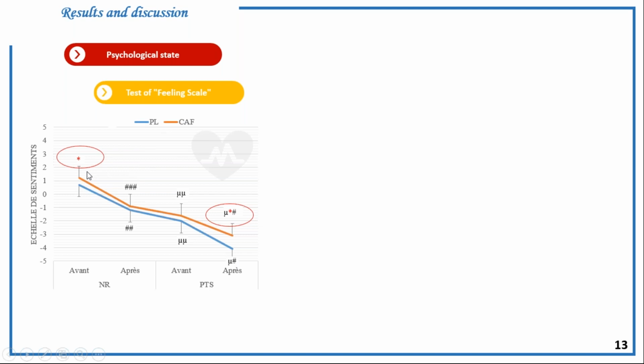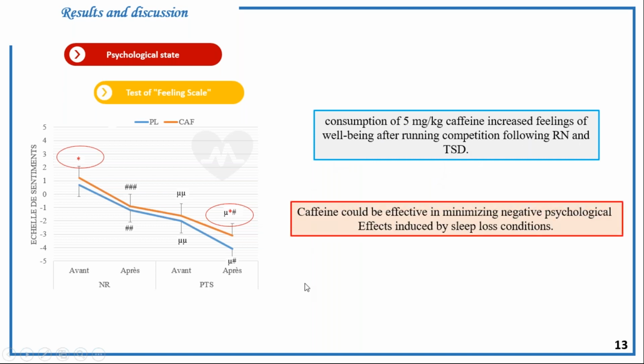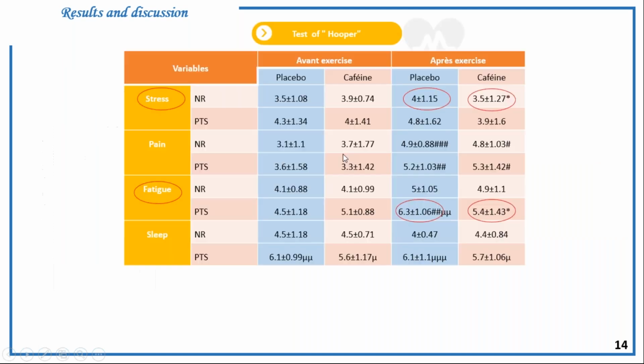We can see that the caffeine group, after the reference night and after the total sleep deprivation night, is usually better on the feeling scale than the placebo group. So we could conclude that the consumption of 5 mg caffeine increased feelings of well-being after the running competition following the reference night and the total sleep deprivation night. Also, caffeine could be effective in minimizing negative psychological effects induced by sleep loss conditions.